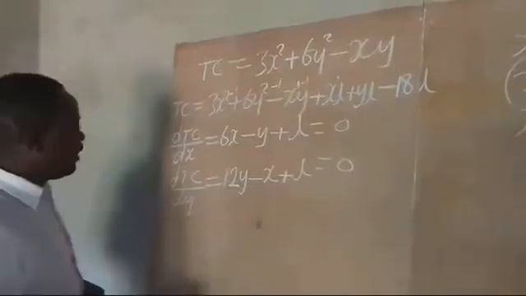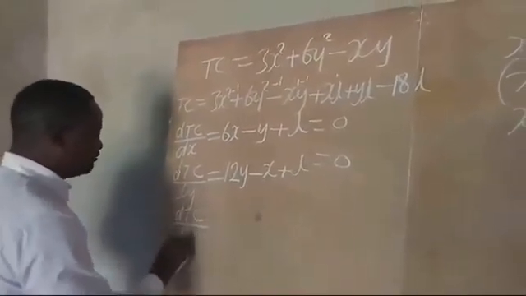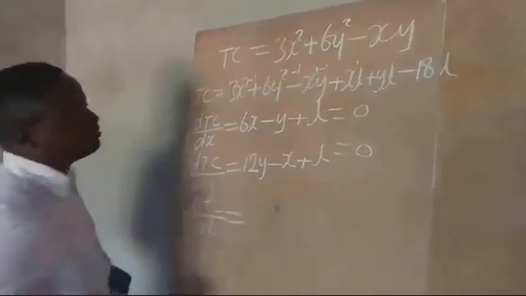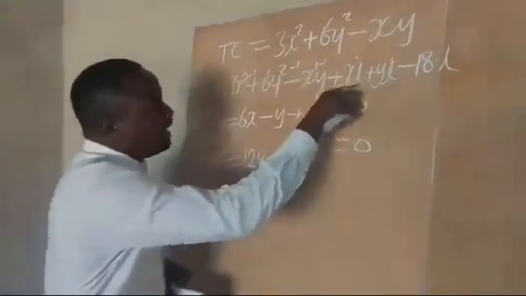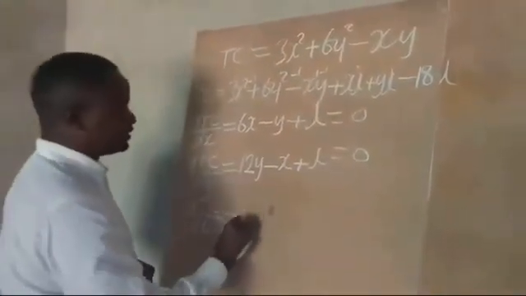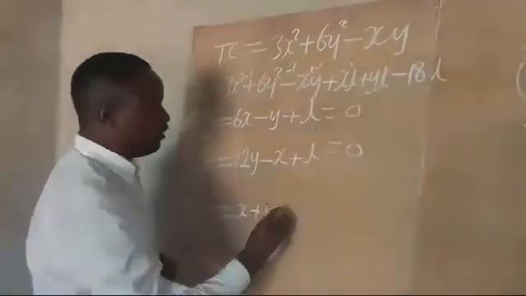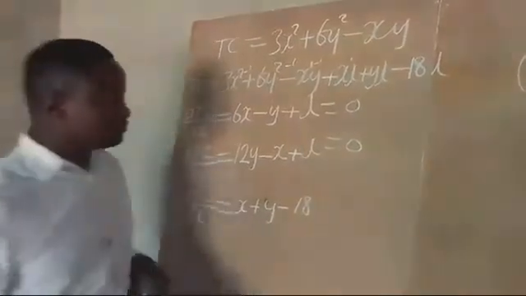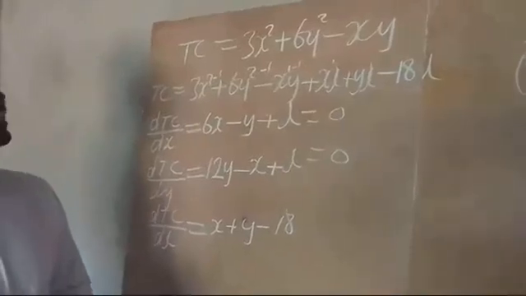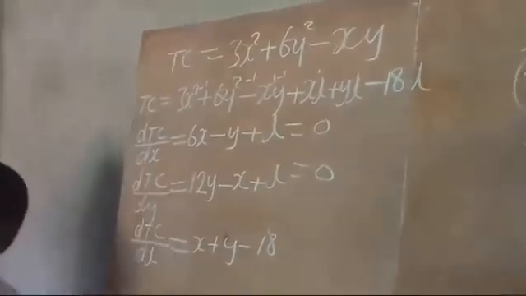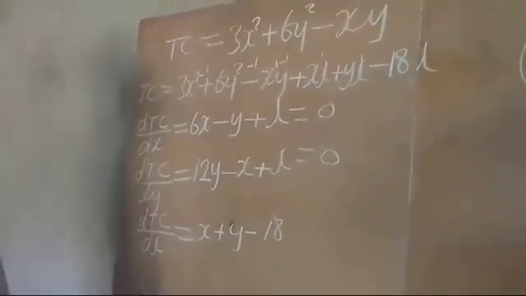The third equation, we are going to differentiate in terms of lambda. We are going to say dTC over d lambda is equal to, we will go in the same equation, differentiate in terms of lambda. Here lambda will go and it will be x. Here lambda will go, it will be y. Here lambda will go, it will be minus 18. So have you seen what we have done? We have created three different equations. And we are going to solve these equations simultaneously.